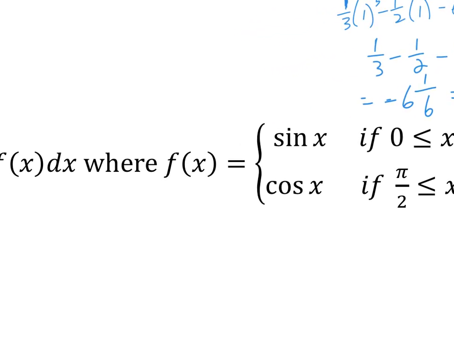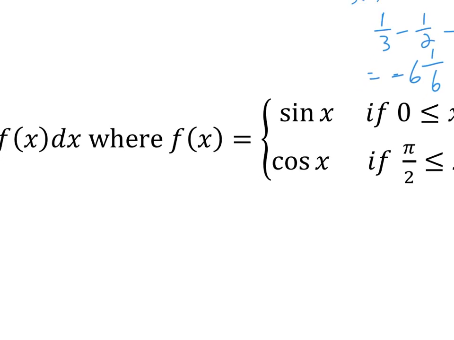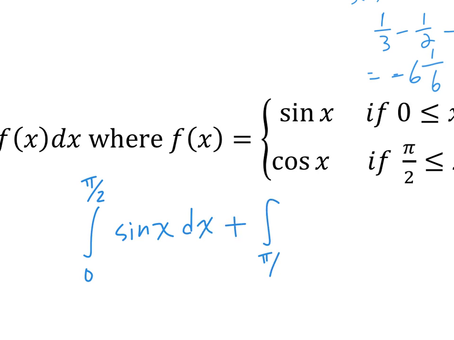This is a piecewise function. All right, just in case you weren't sure how to get started. So basically, this is a piecewise. It splits at pi over 2. So we're going to have to split this integral at pi over 2. So between 0 and pi over 2, this function is sine x, and then from pi over 2 to pi, it's cosine. Okay, so go ahead and evaluate that.